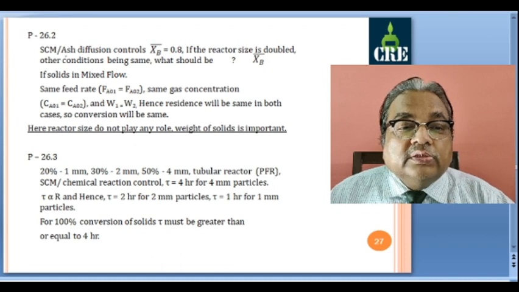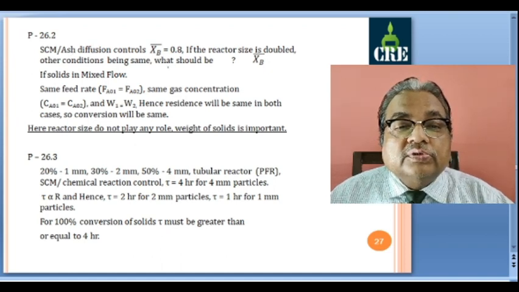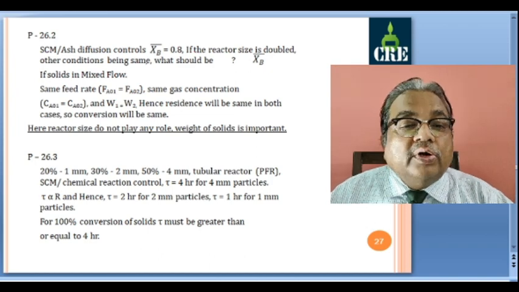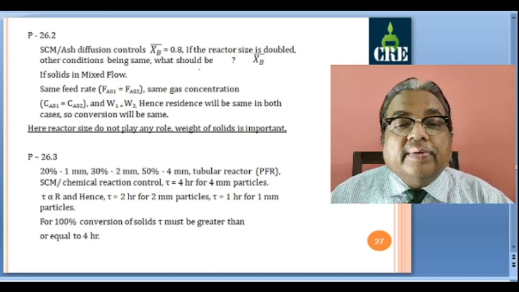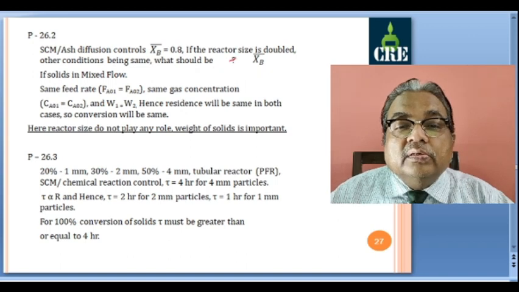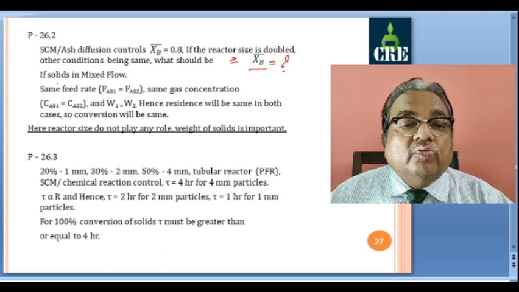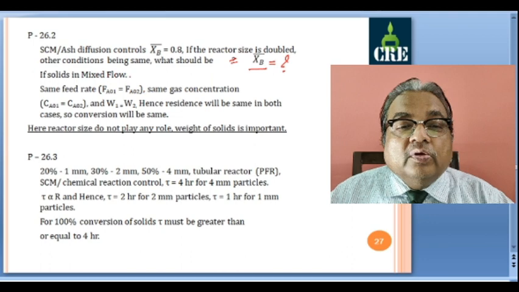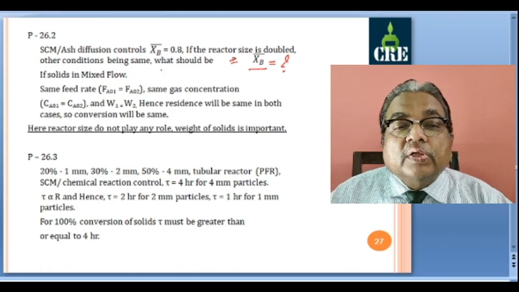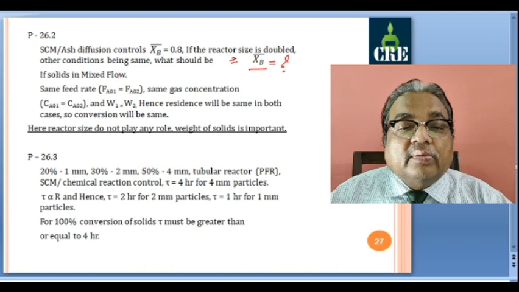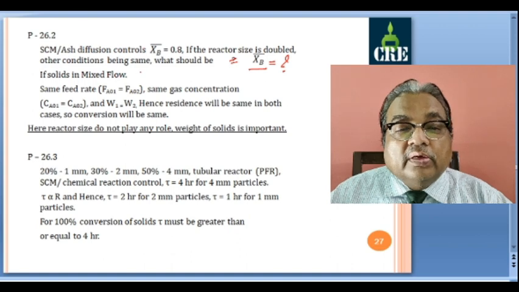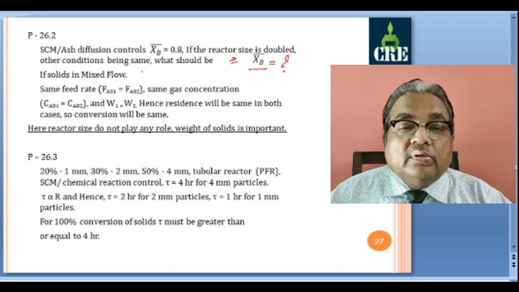Next problem, shrinking core model as diffusion controls. If the reactor size is doubled, other conditions being same, what should be the value of XB bar? XB bar is equal to what? This I want to find out. Solids are in mixed flow. So for all ages, you will sum up and we get XB bar for mixed flow condition. XB only for plug flow condition single size.